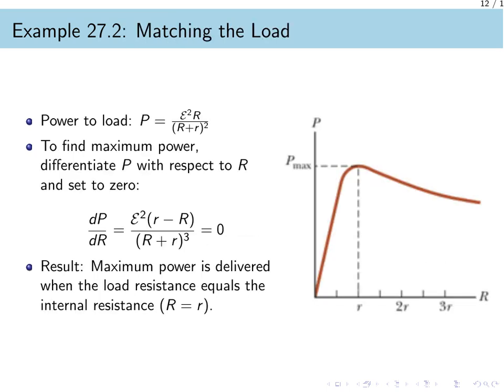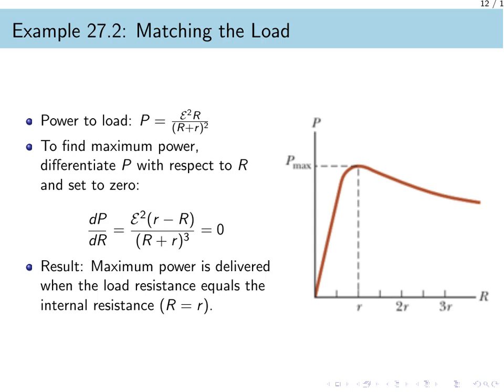The maximum power transfer theorem helps us determine when a battery is most effective at delivering power. By expressing power as a function of the load resistance R, and using calculus to find the peak of that function, we discover a specific rule.